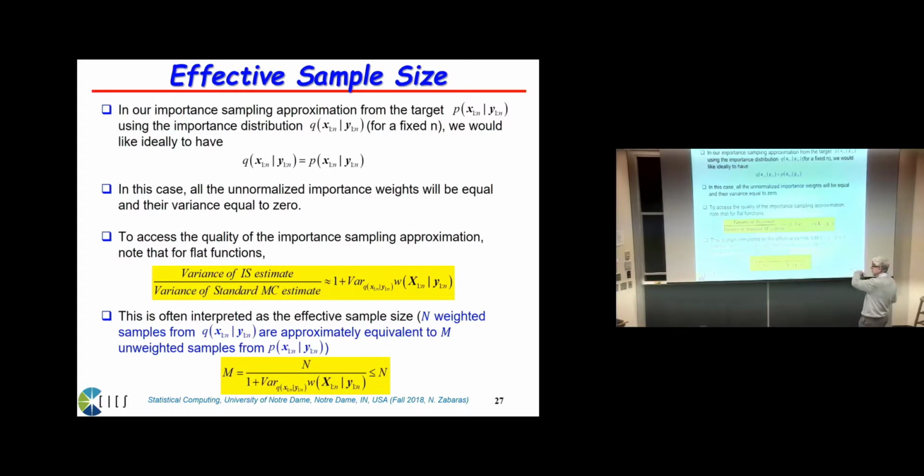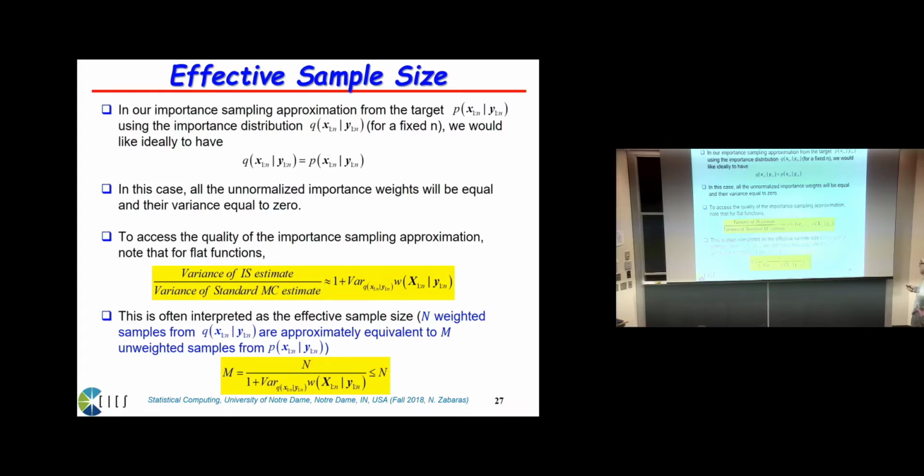Just in passing, because I corrected the slides, I think we're going to come back to these slides before. When you do importance sampling, the variance of the importance sampling estimator is not the same as the variance if you were doing standard Monte Carlo, and you can actually show that the importance sampling variance divided by standard Monte Carlo variance is 1 plus the variance of the weights. This is a very important calculation, okay?